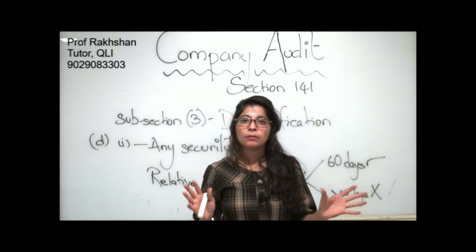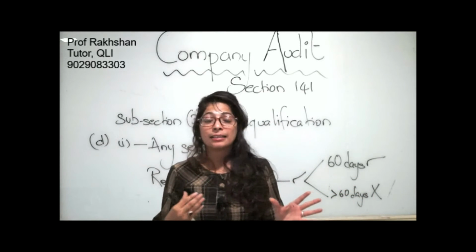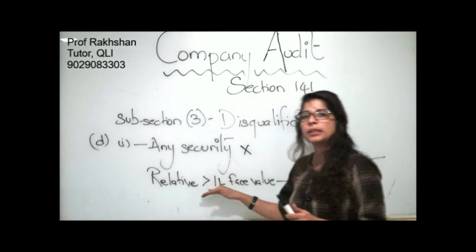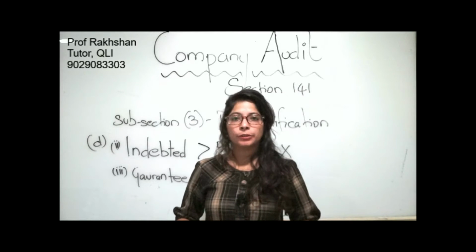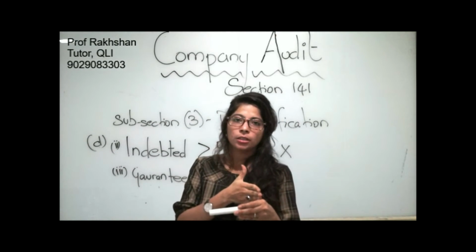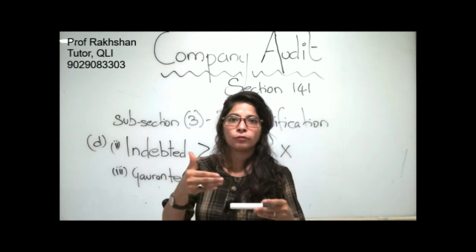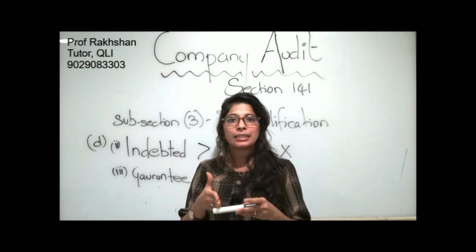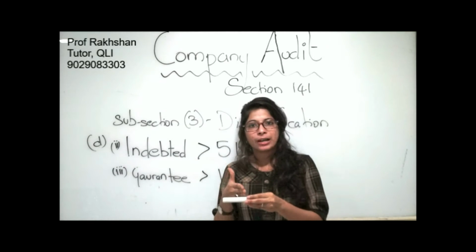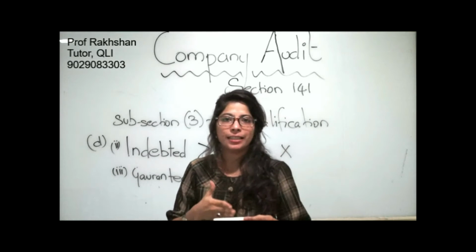Let me replace Mr. A by, say, his wife. Can his wife hold the shares? Yes, his wife can hold the shares because she is a relative and she is entitled to hold up to rupees 1 lakh. So we studied the first condition, which said that an auditor, his relative or partner holding any security of any value will be disqualified, the provision of which has given leeway that security worth rupees 1 lakh can be held by a relative, and if it goes beyond 1 lakh, corrective action has to be taken within the period of 60 days.